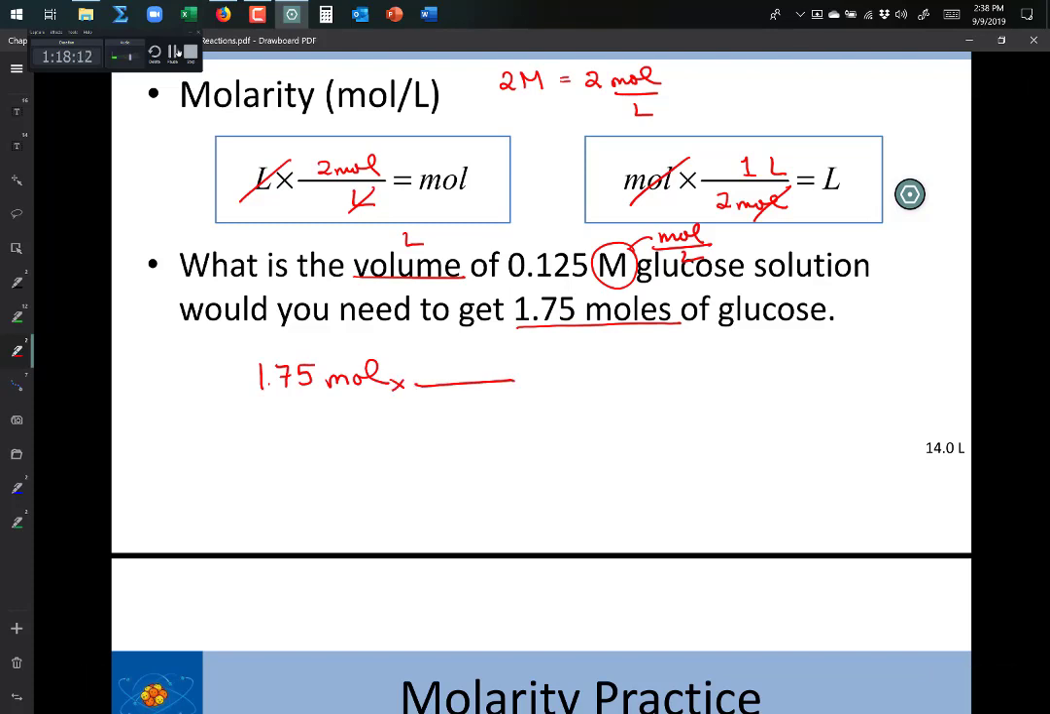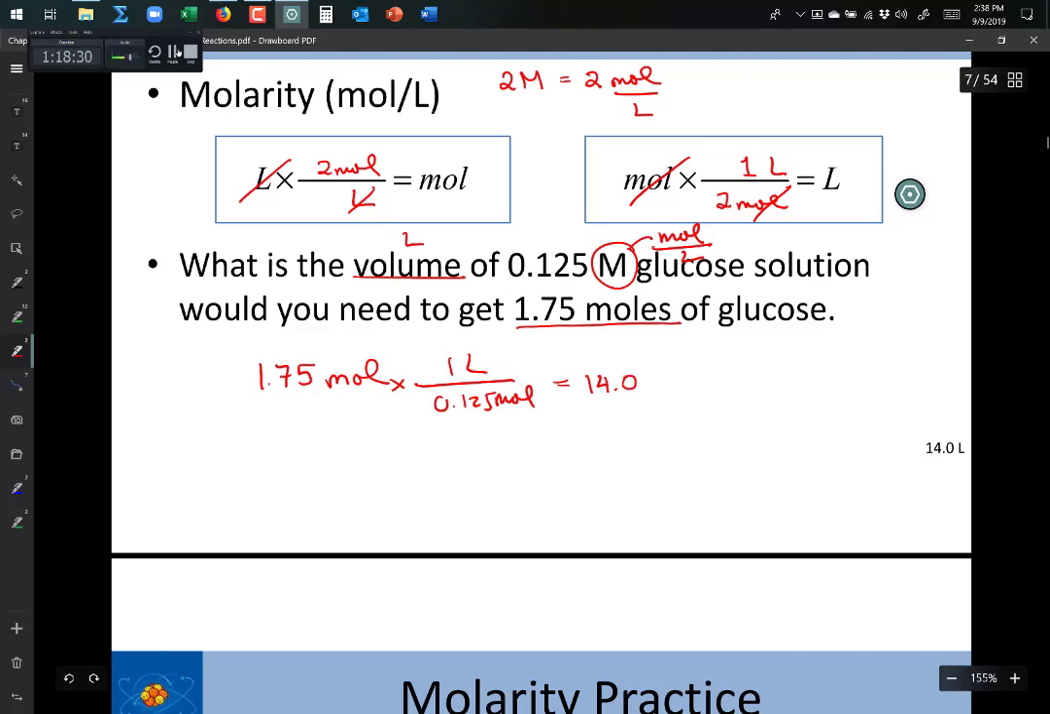What goes on top, what goes on bottom? Yeah, 1 liter on top, and then 0.125 moles at the bottom. And then you end up with 14.0.